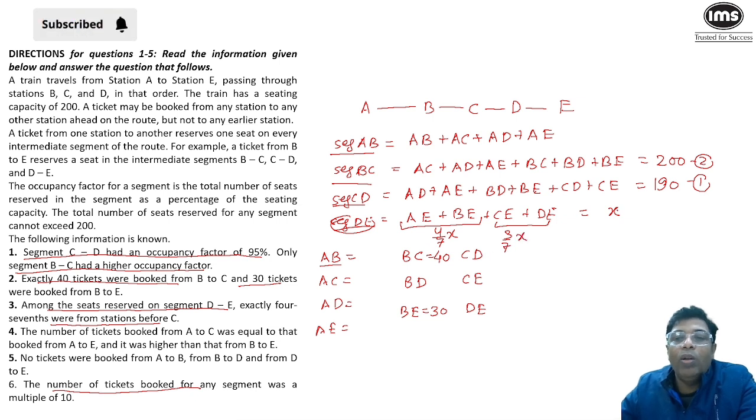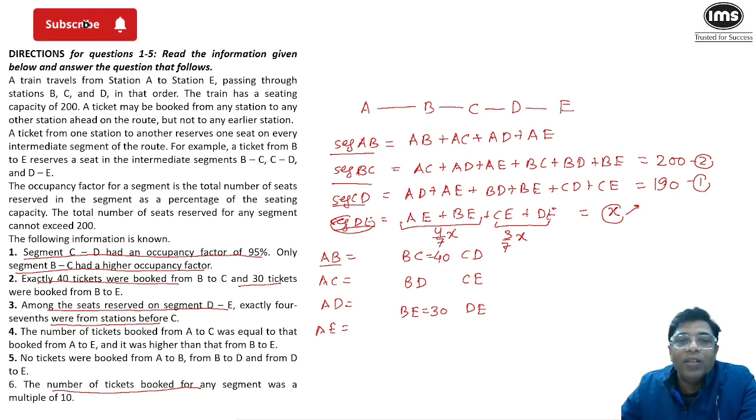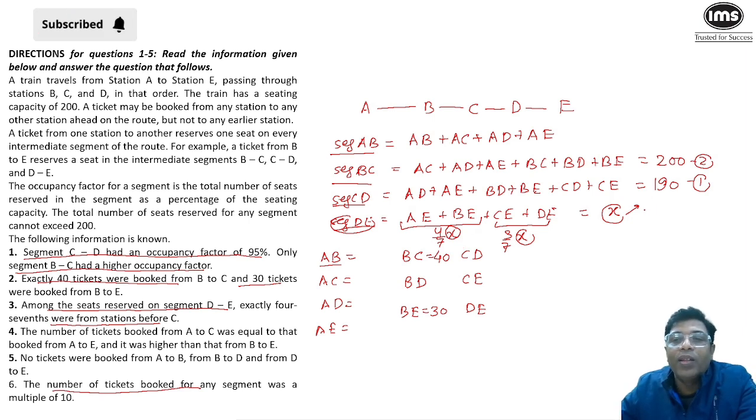Now we know that all these segment values have to be multiples of 10, right? So in that case, you can clearly say x can take a value that is a multiple of 10, and moreover, these numbers should also be integers. So I think x has to be divisible by 7. So a number that is divisible by 7 and has to be a multiple of 10 also. So this can take two values, either 70 or 140. So there are two possibilities: in segment DE, either 70 people are going to reserve their seat or 140. Now these are two cases that we're going to analyze to see which one is the correct one. Let's read further.